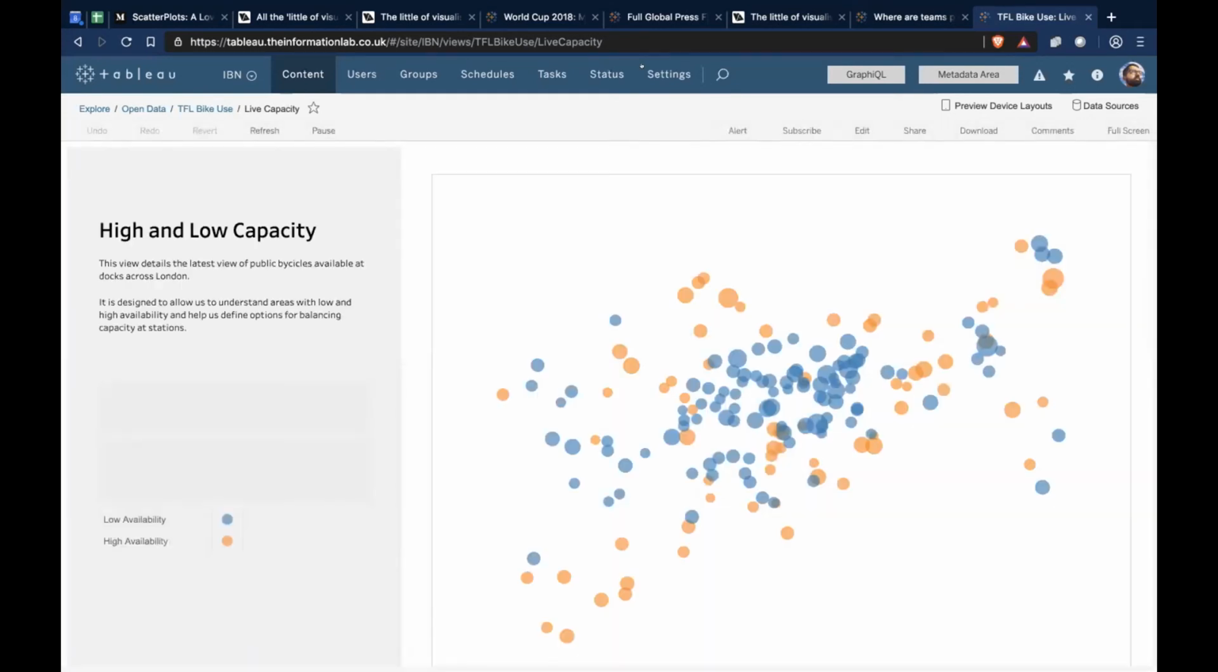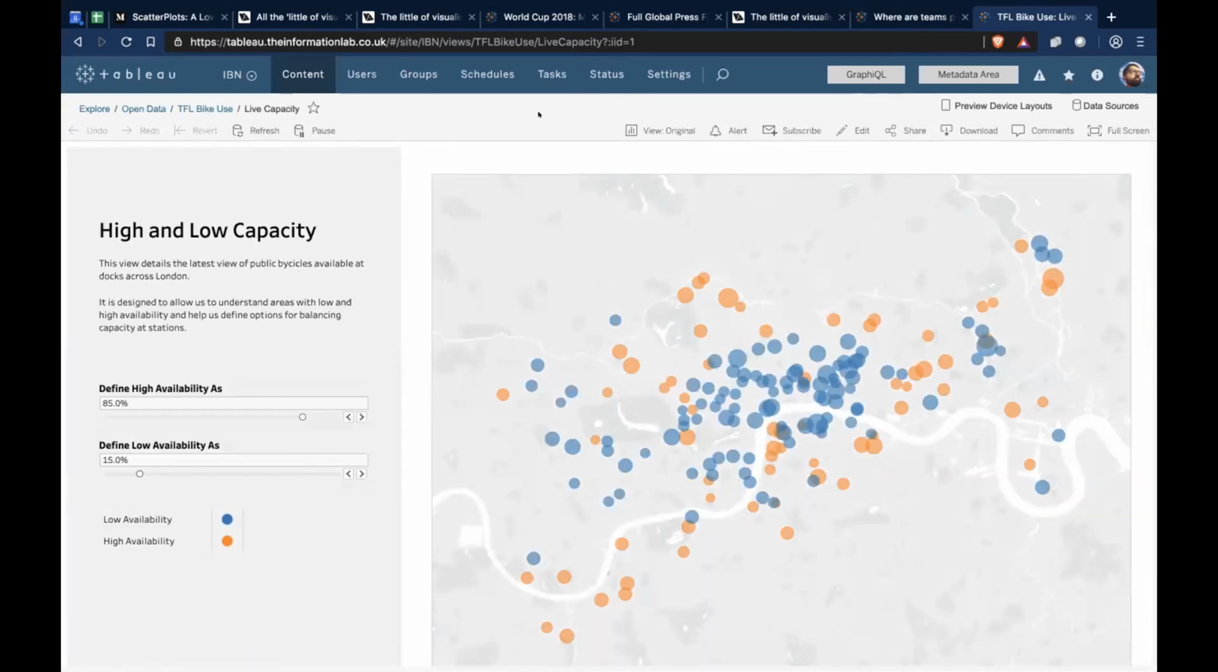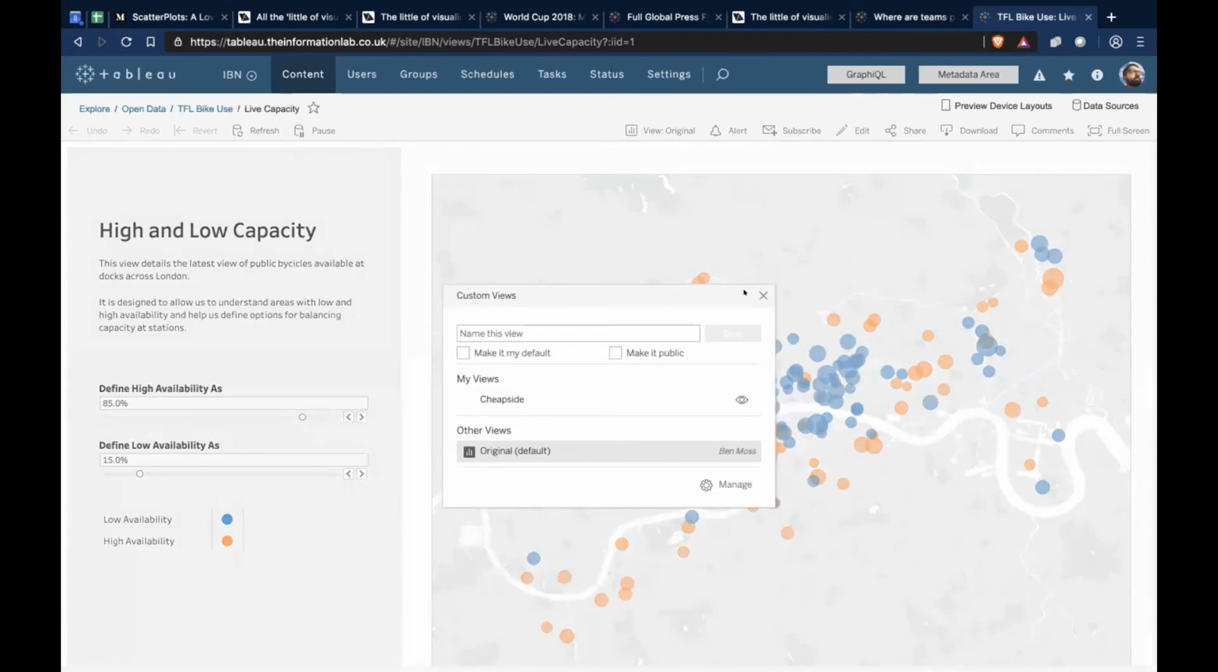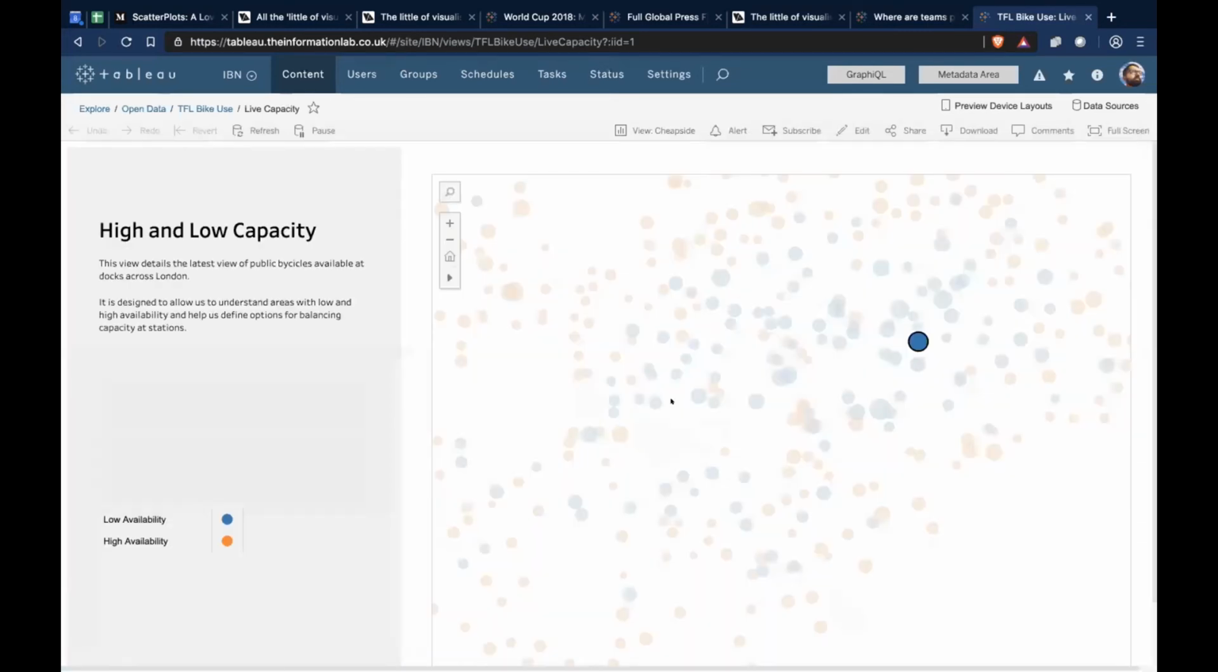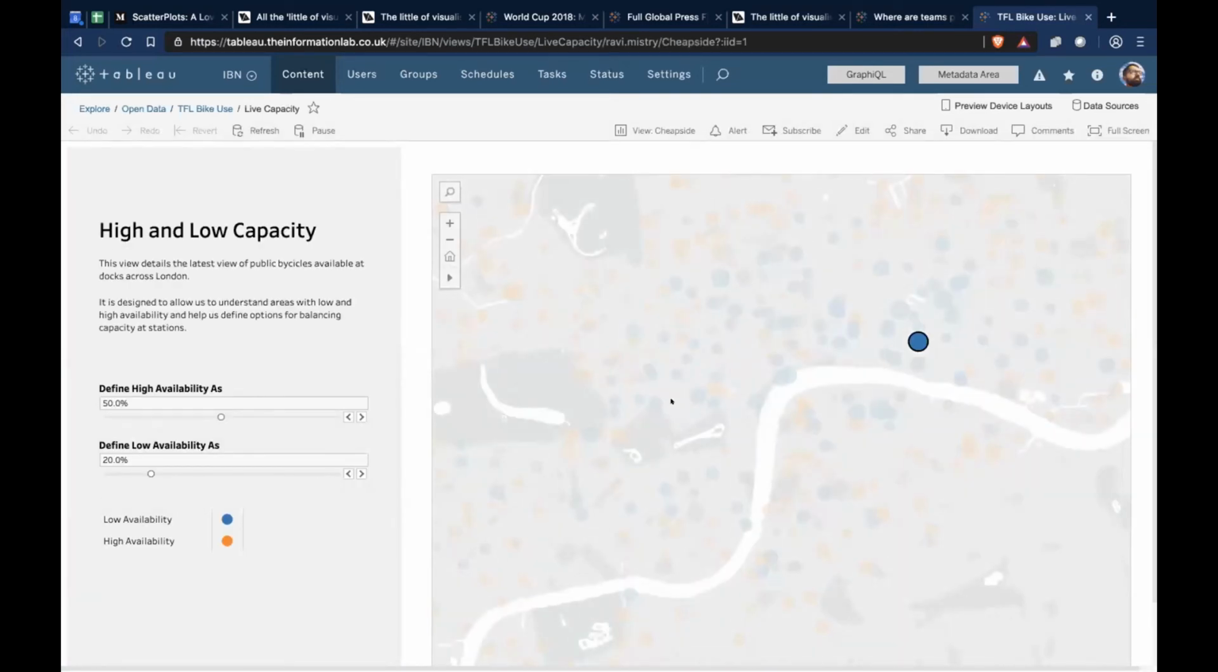So one of the woefully underused features in Tableau Server is the view function, where you can create your own certain views and share them. So say, for example, I'm looking for this cheap side view. I could immediately be taken to the point that I care about, the thing that I want to be nudged to understand and first be drawn to. I want to highlight that immediately.